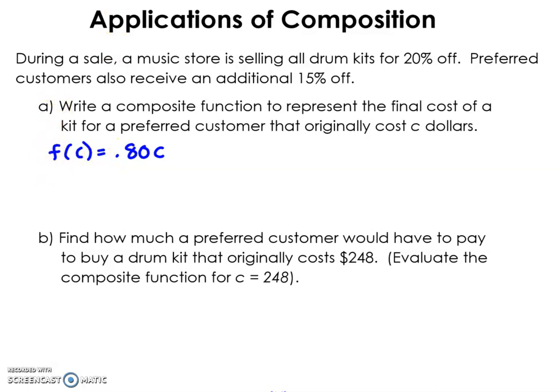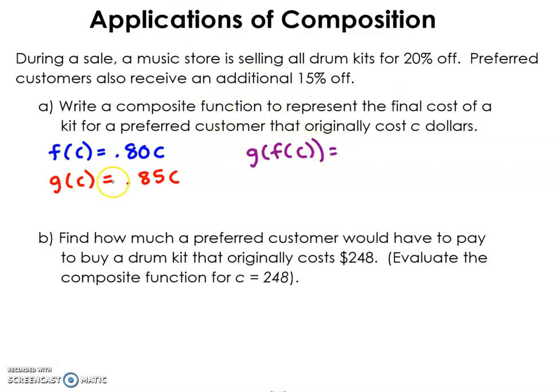And then I'll call G of C the preferred customer. So the preferred customer is getting an additional 15% off. So if they're getting 15% off, that means that they're paying 85%. So that's going to be 0.85C. So we are going to do G of F of C because everyone gets 20% off, and then the preferred customers are getting 15% off of the cost after the original 20%. So that'll be G of F of C.